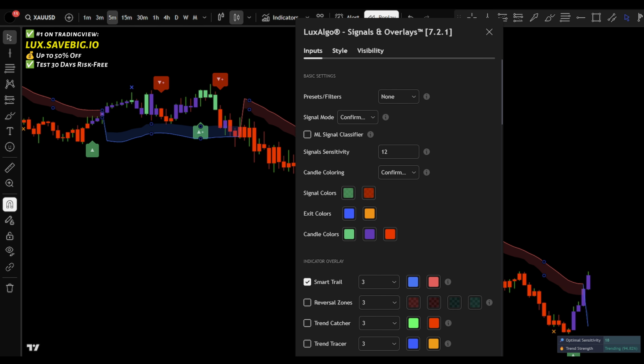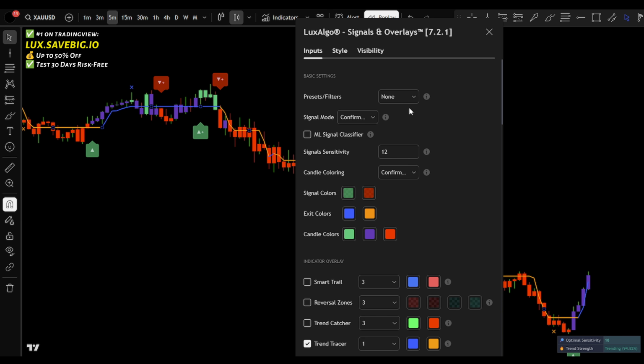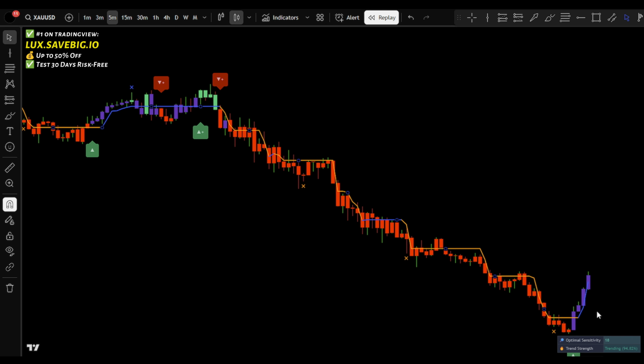Now, open the settings for the second Signals and Overlays indicator. For today's strategy, we'll use the Trend Tracer overlay again, but this time set the reactivity value to 1. Make sure to enable the Trend Catcher overlay and disable all other options within this indicator.